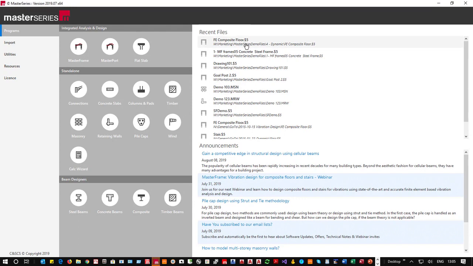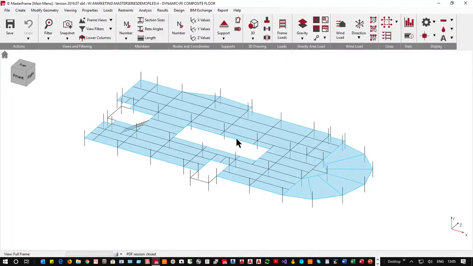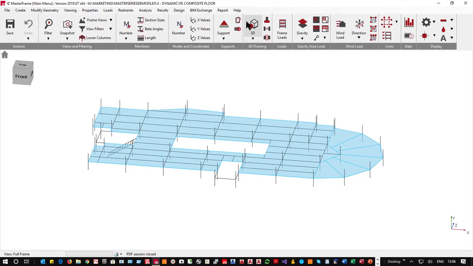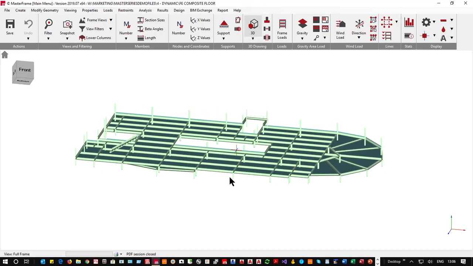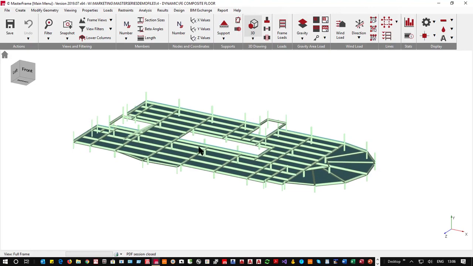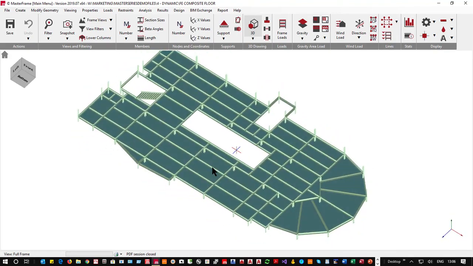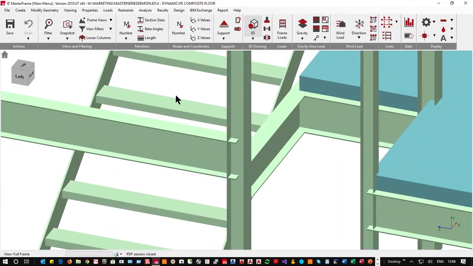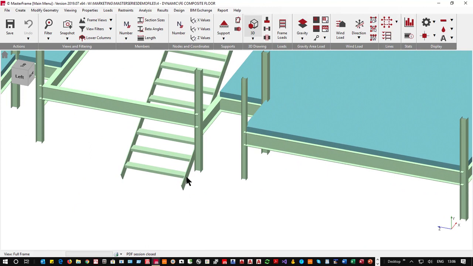So let's look at our frame that we're going to look at. Obviously we don't want to waste time generating the frame. So it's a composite floor with columns and beams and a slab. It's got some openings and it's also got a staircase. Very straightforward. And if I was to put this into 3D solid, we'll see that it is a solid slab with steel beams underneath. And then we can zoom in and see plate sections and box sections for our staircase.